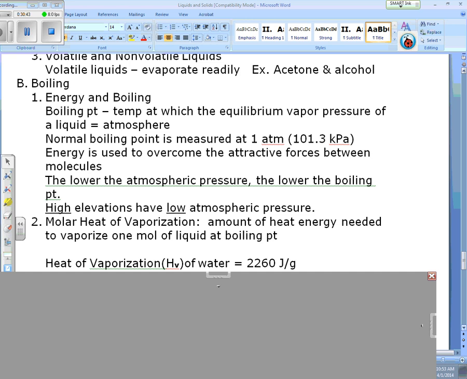Why does it take so much heat? Why does it take that much energy? Because hydrogen bonds are strong. It takes that much energy to break those really, really strong attractive forces. So remember, hydrogen bonding is really, really strong, and it takes a lot of heat to break those in order for it to become a vapor.